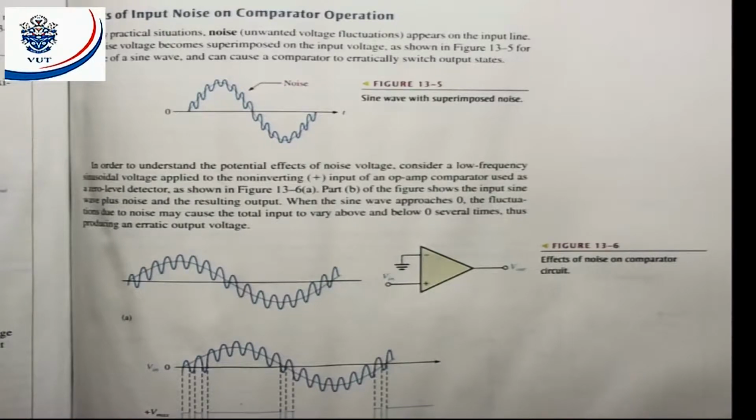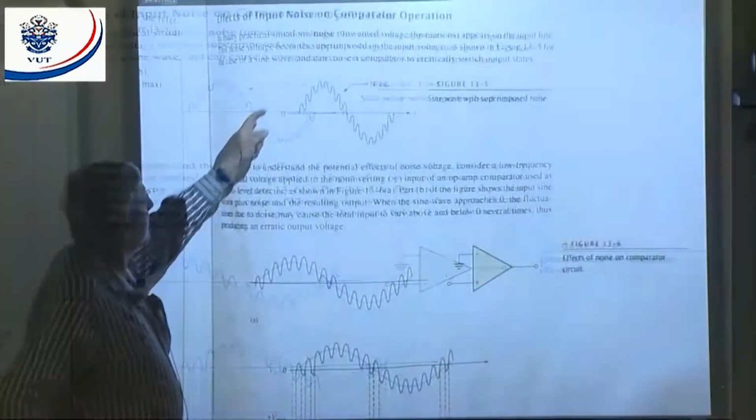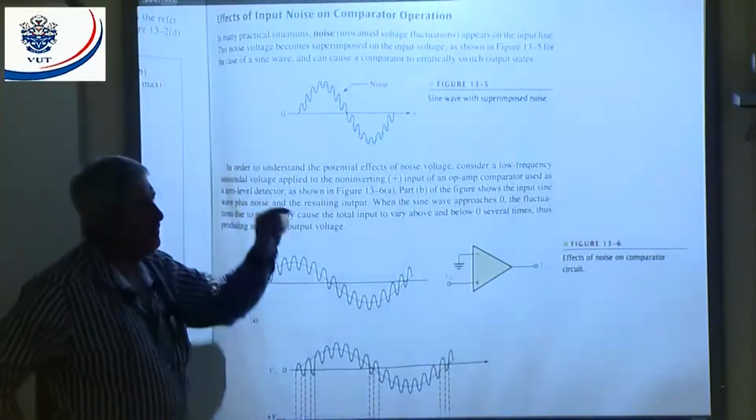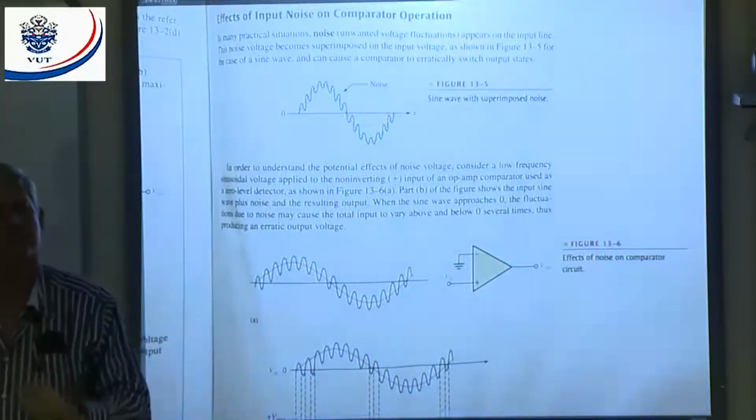All right. The next part of the work, effects of input noise on comparator operation. Now we know we got a certain reference and my input signal goes through that reference value. The comparator is going to switch each time. Now let's say I got a signal. On top of that signal there's noise. That means when that noise goes through the 0 line, it's going to switch. And that can give us switching times we don't want.